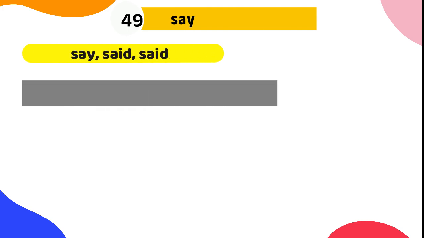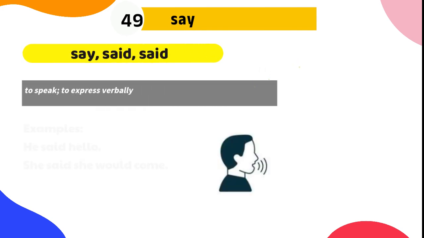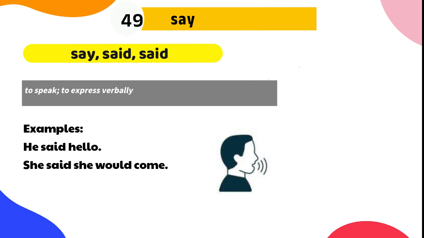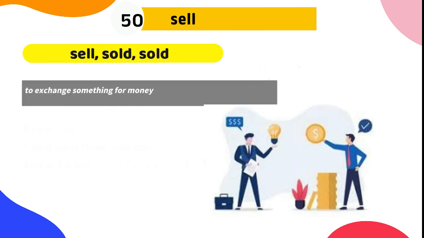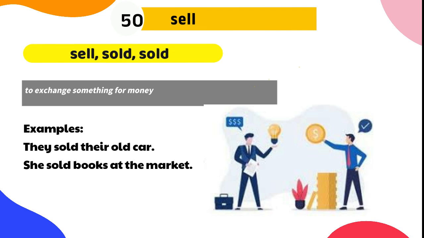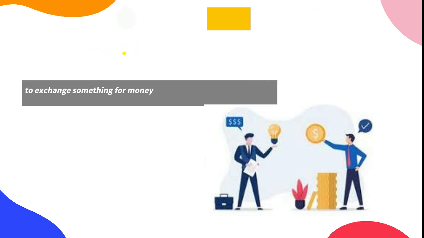Say, said, said. Meanings: to speak, to express verbally. Examples: He said hello. She said she would come. Sell, sold, sold. Meanings: to exchange something for money. Examples: They sold their old car. She sold books at the market.